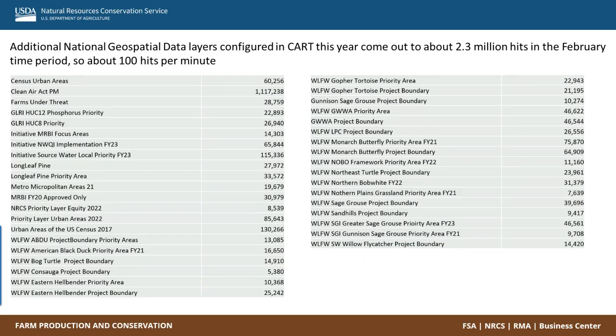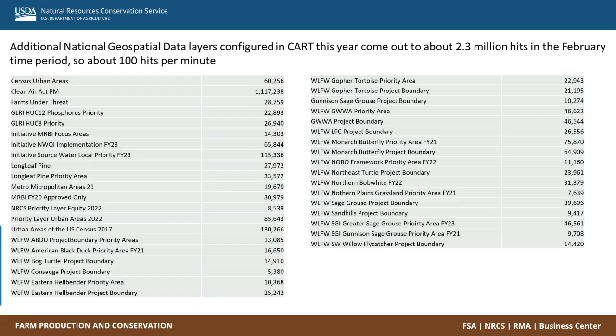But you can get an idea of how much this data is being used. This is another good way of looking at what data layers are being utilized a lot. You can see the Clean Air Act particle layers being hit 1 million times, so that's heavily used. Some, like the Working Lands for Wildlife layers, are going to be limited because they're just in certain areas of the country.